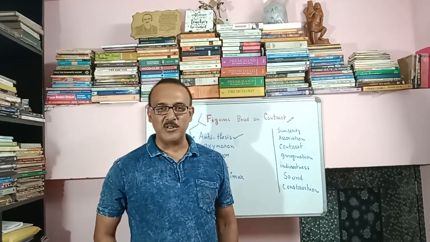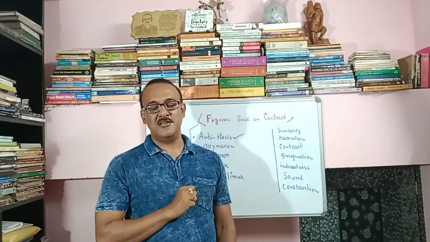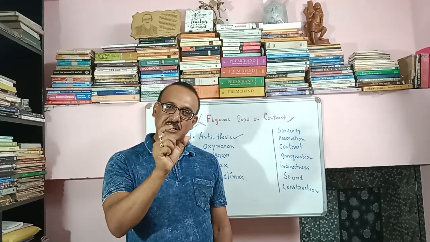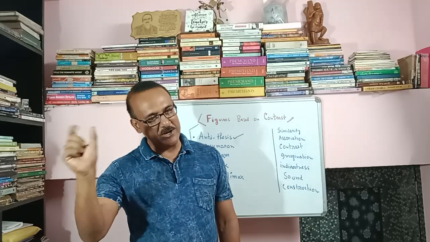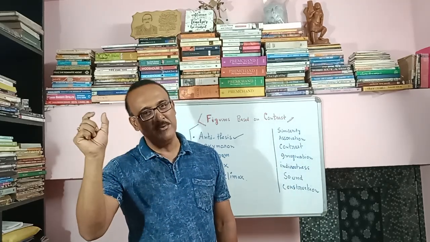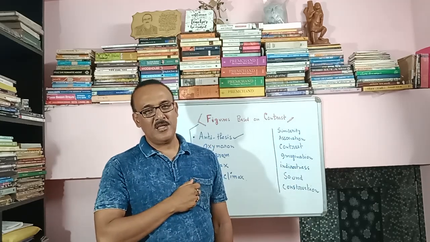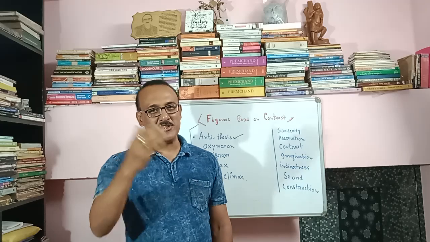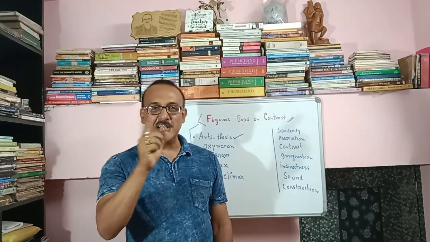And what are the examples? Number 1. Art is long, life is short. United we stand, divided we fall. To err is human, to forgive divine. Then petty done, undone vast. All these are examples of antithesis.